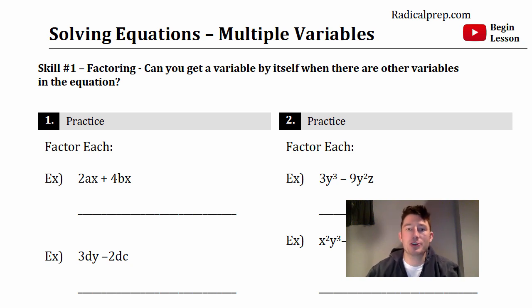We're doing solving equations here, multiple variables. If you did the single variable lesson, this is the next logical one after that, and we're just going to work our way up. So this is a skill, solving with multiple variables, and one of the things you're going to have to do in the SAT, it's a beginner skill, but you got to have it down, is factoring out. So let's do some practice here and see what you got.